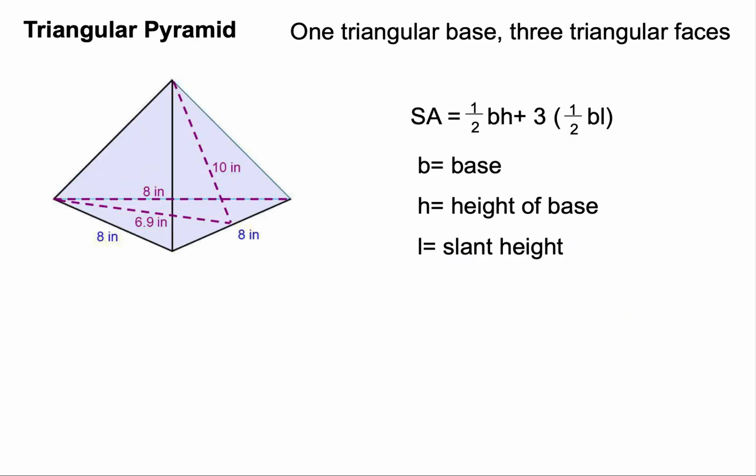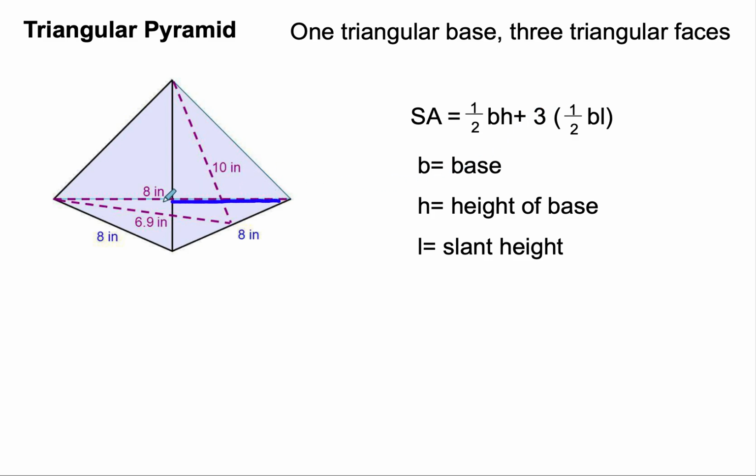Let's take a look at a triangular pyramid. So for a triangular pyramid, there's one triangular base, and then there are three triangular faces. So we find the area of the base, 1/2 base times height. And then we do the area of the triangle, 1/2 base times height, which is the slant height, really. And then times 3 because there's 3 of them.